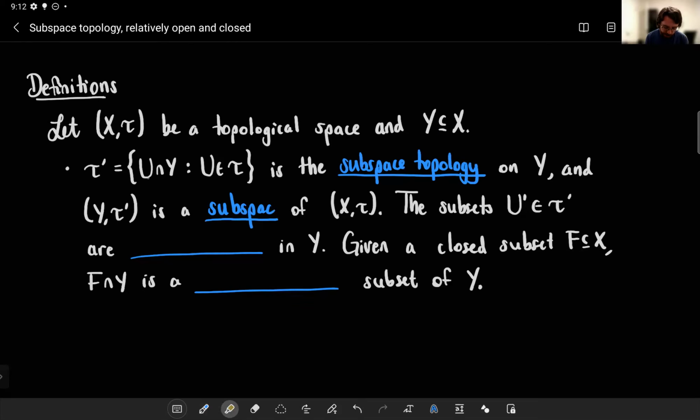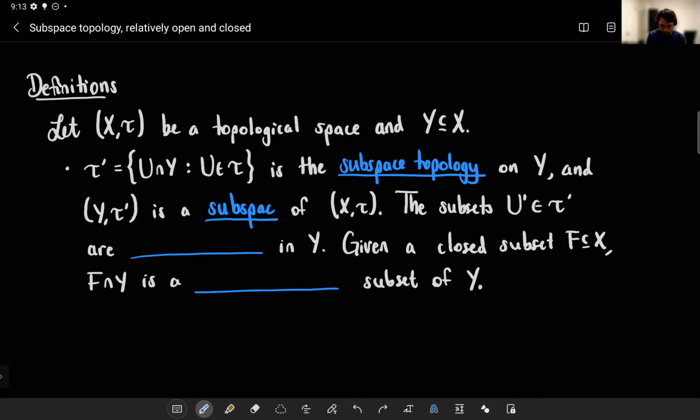The topology is really in one-to-one correspondence with the open sets of tau, the open sets of X. But what you do is you take each of those open sets and intersect them with your subspace. You intersect them with Y. Why does this make it a topology? Well, you can sit down and verify that if you want. Why is it useful? I'll show you some examples.